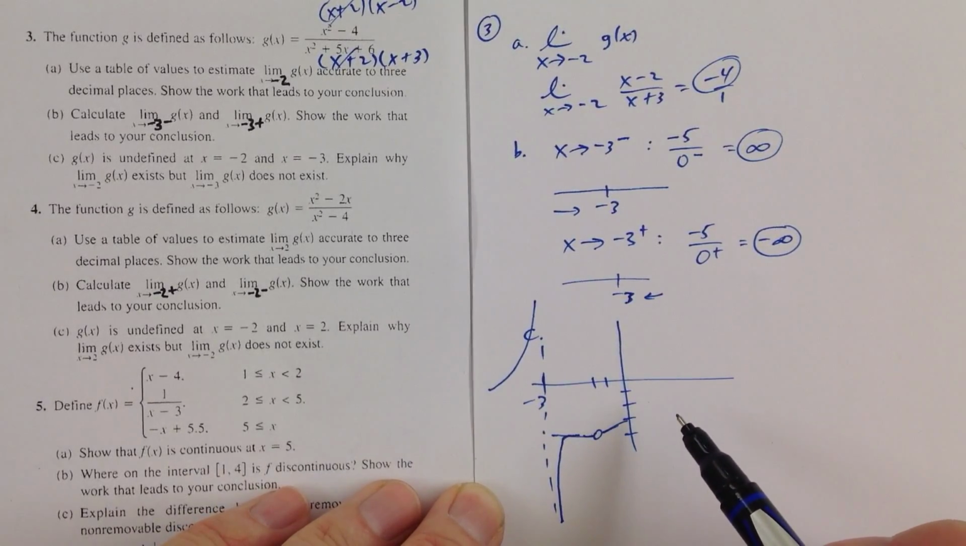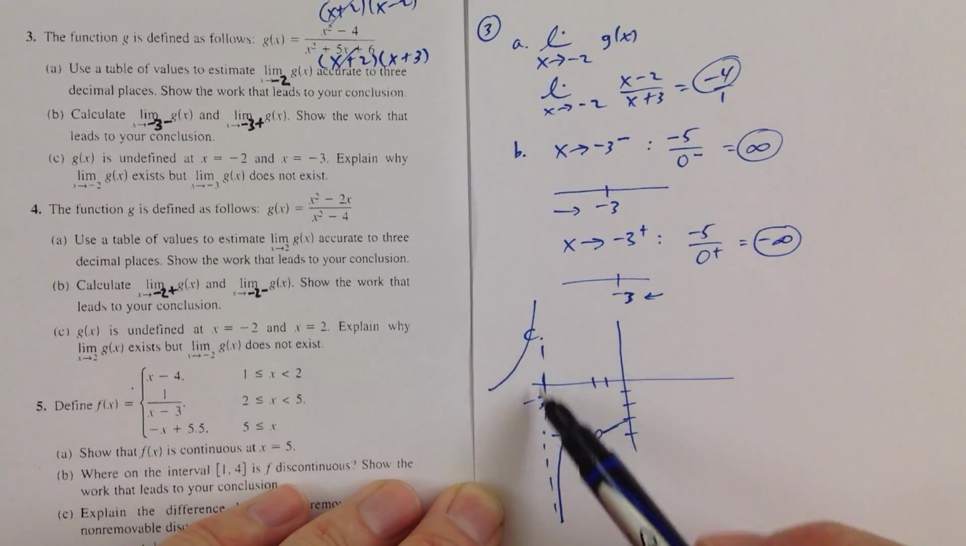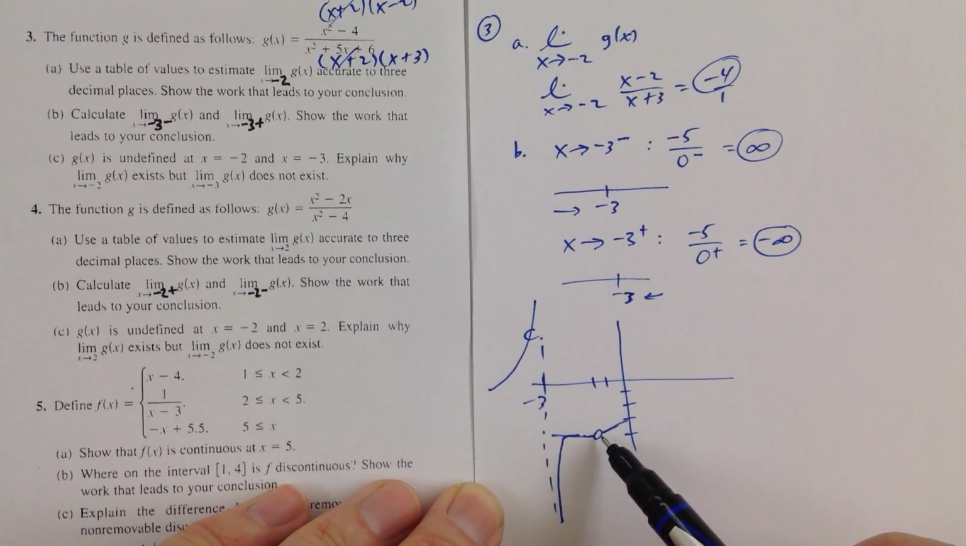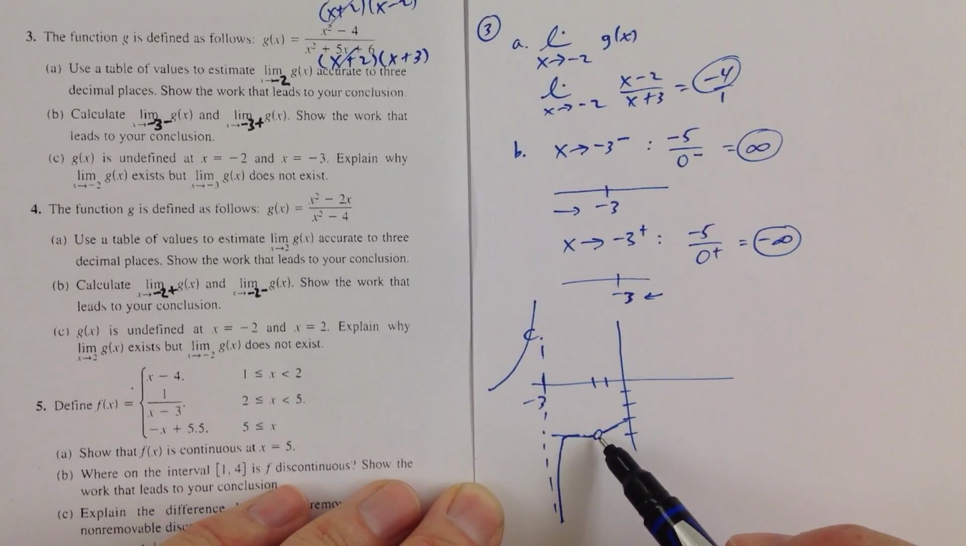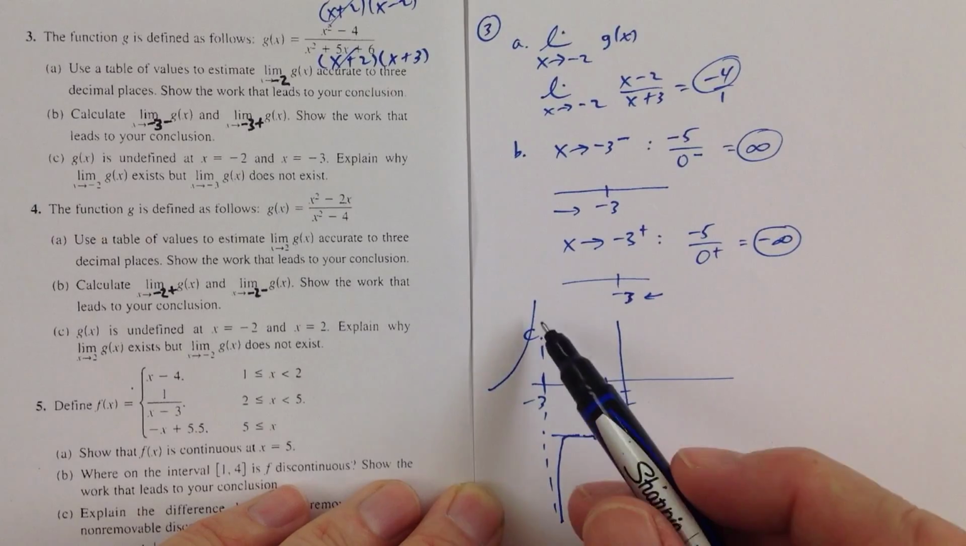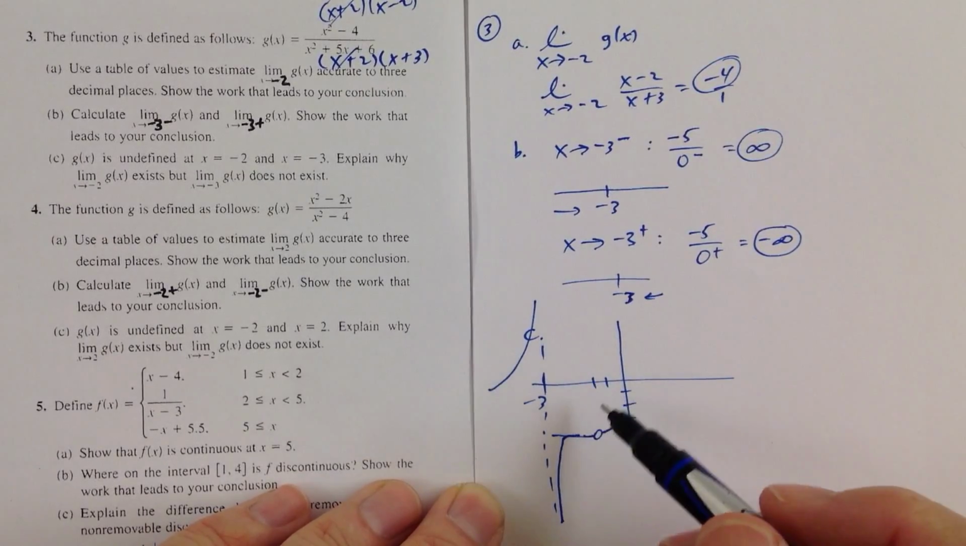So I guess the best explanation that I would provide would be we have a vertical asymptote at -3, and we have a hole or a removable discontinuity at x equals -2. So when we have a hole, the limit exists. When we have no hole, the limit doesn't exist, for discontinuity.